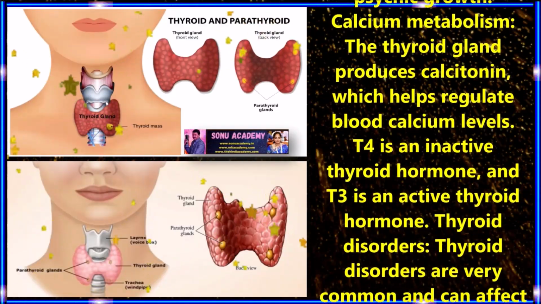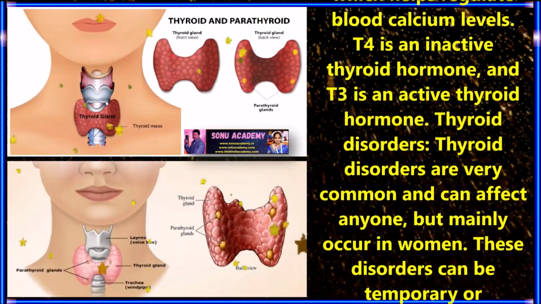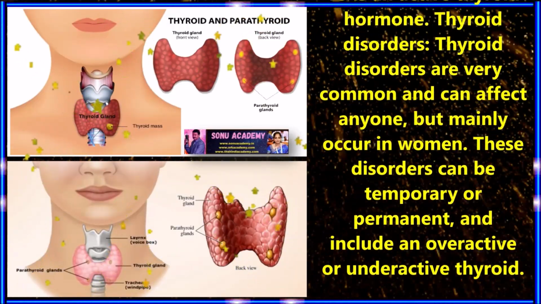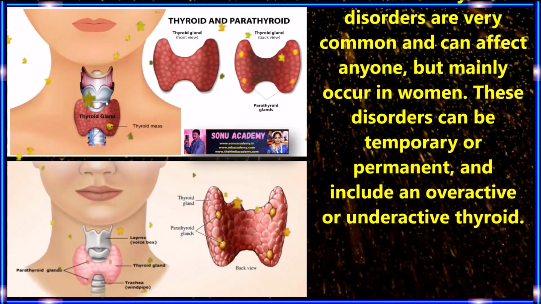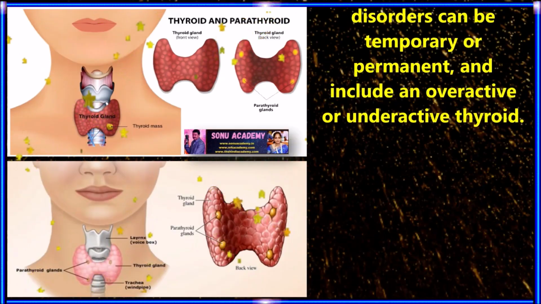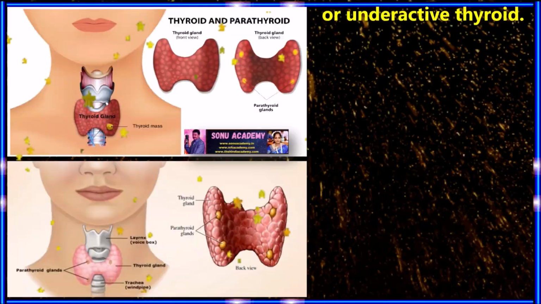T4 is an inactive thyroid hormone and T3 is an active thyroid hormone. Thyroid disorders are very common and can affect anyone, but mainly occur in women. These disorders can be temporary or permanent and include an overactive and underactive thyroid.